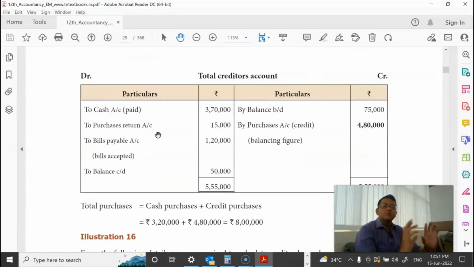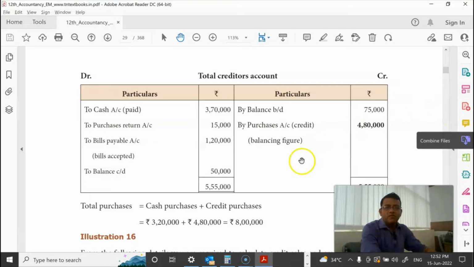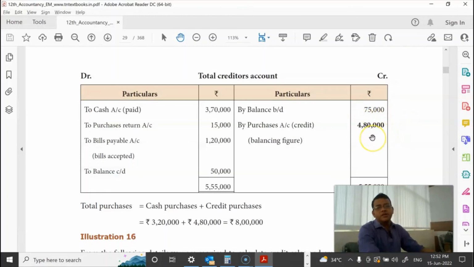So then what happens? We transfer that figure to the total creditors account and to bills payable, and whatever cash was paid for creditors, purchase returns, all those things will come on the debit side, and the closing balance. And on the credit side, you can see you have the opening balance. So from 1,55,000, you remove the opening balance 75,000, you arrive at the balancing figure, which is 4,80,000. That will be the credit purchases.